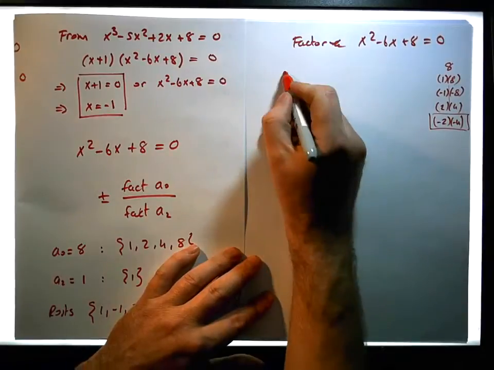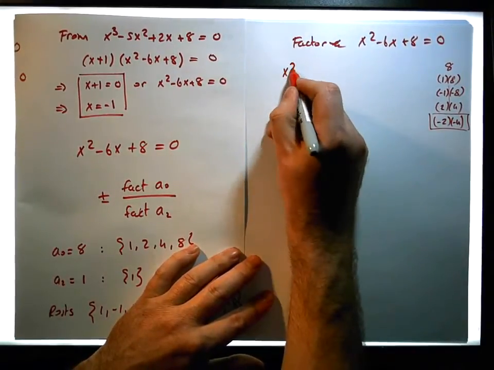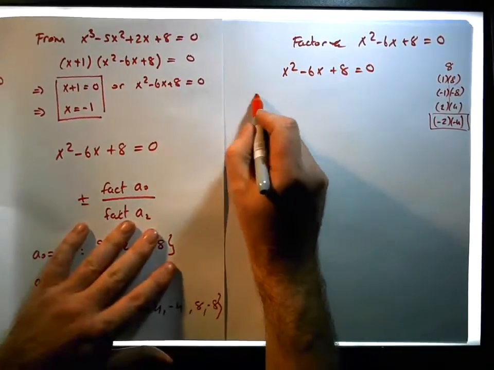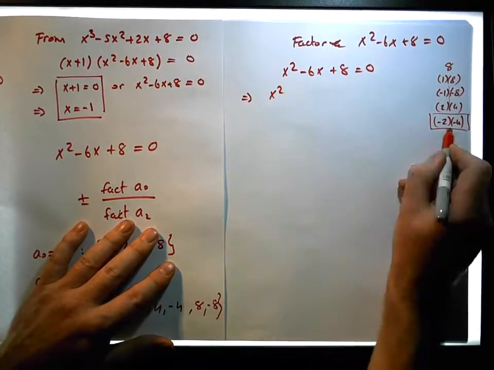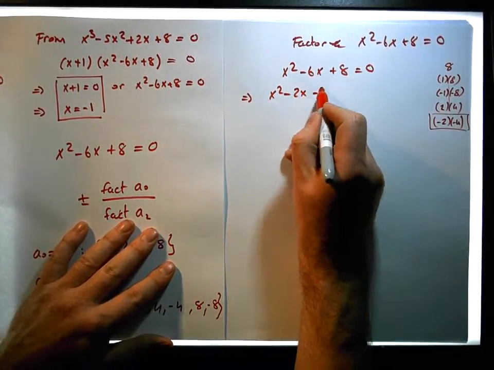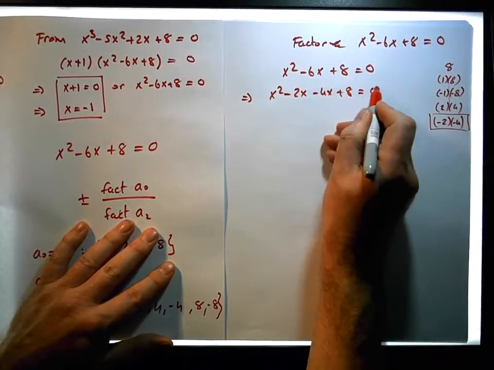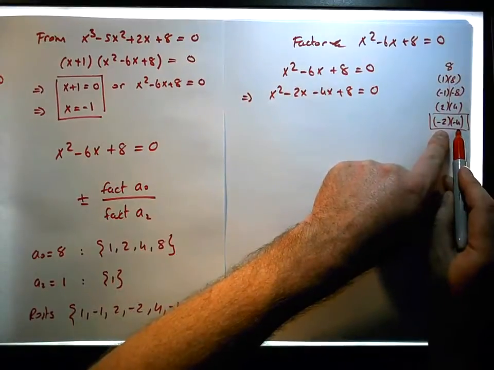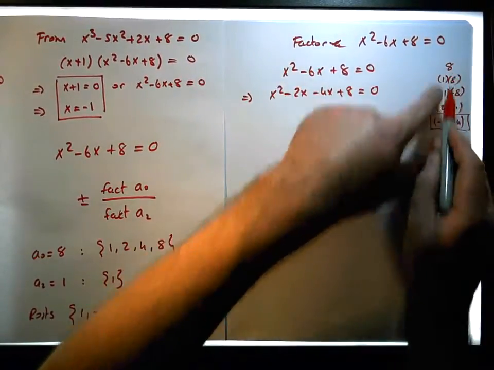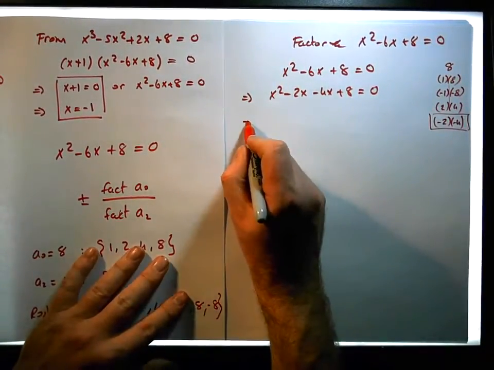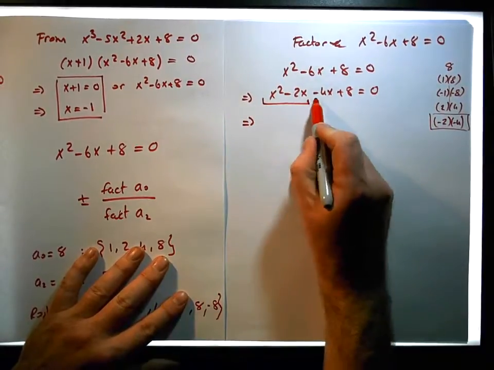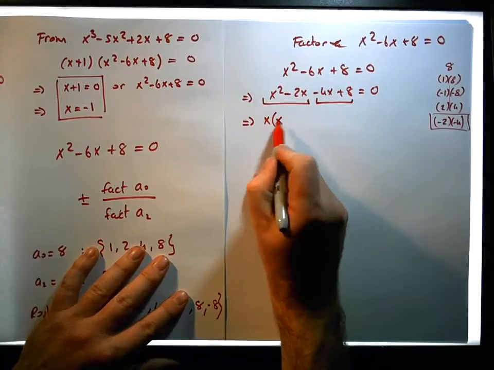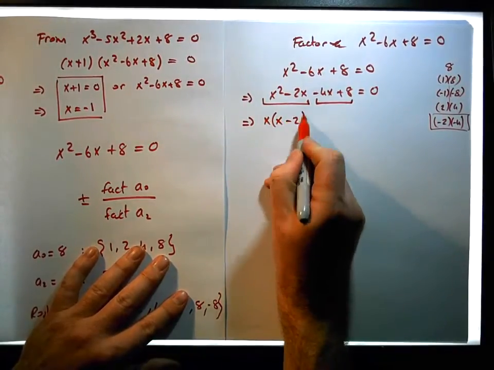So from a grouping perspective now, x squared minus 6x plus 8 is equal to 0, which implies that x squared minus 2x minus 4x plus 8 is equal to 0. Splitting the minus 6x up into two terms based off the factorization of the 8. And now grouping, we group these and we group these. What's common here is an x. X times x gives us x squared. X times minus 2 gives us minus 2x.